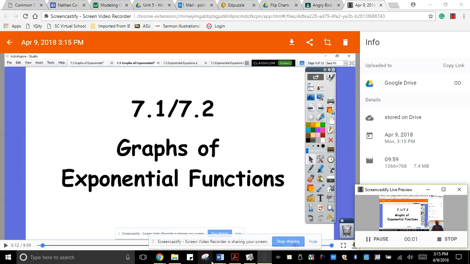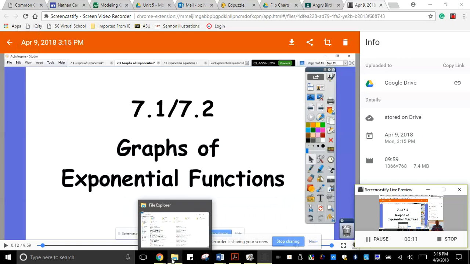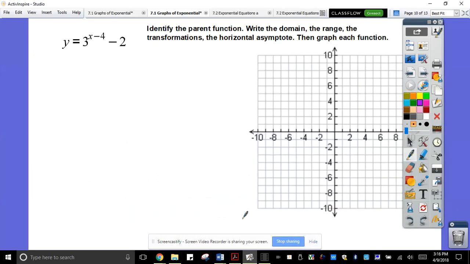All right, we're here to continue the second part of section 7.1, 7.2, graphing of exponential functions, particularly graphing the transformation of exponential functions. So we continue now with the problem y equals 3 to the x minus 4, minus 2. There are two transformations involved here.